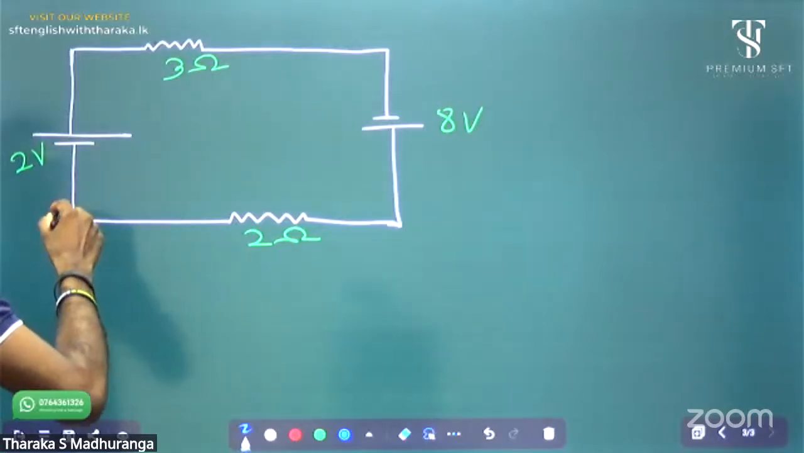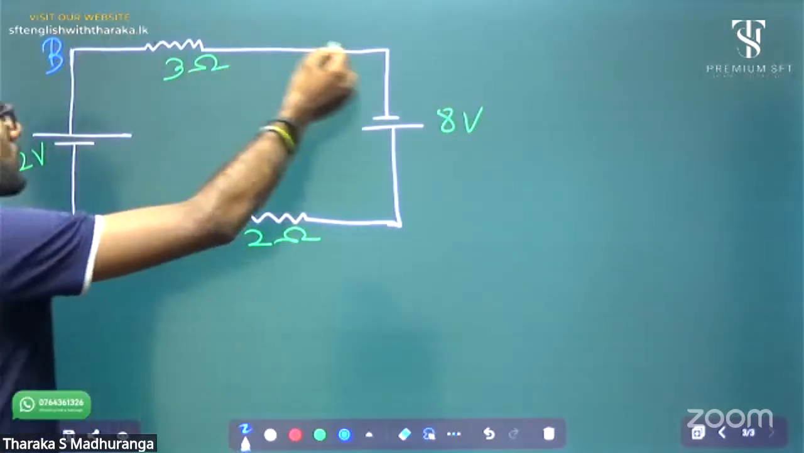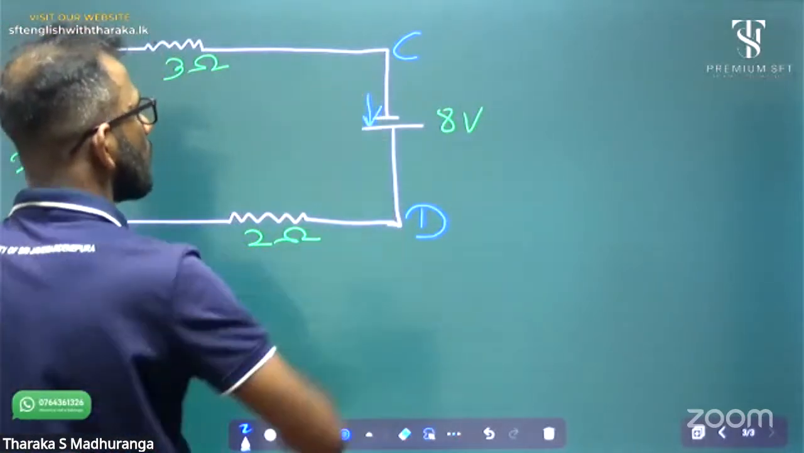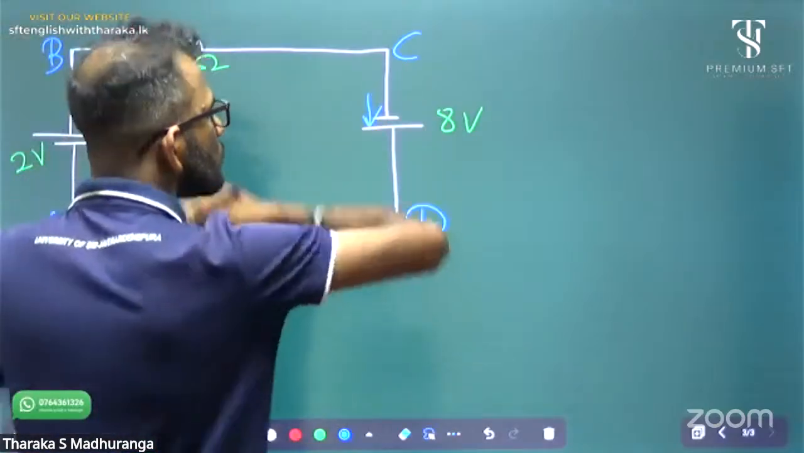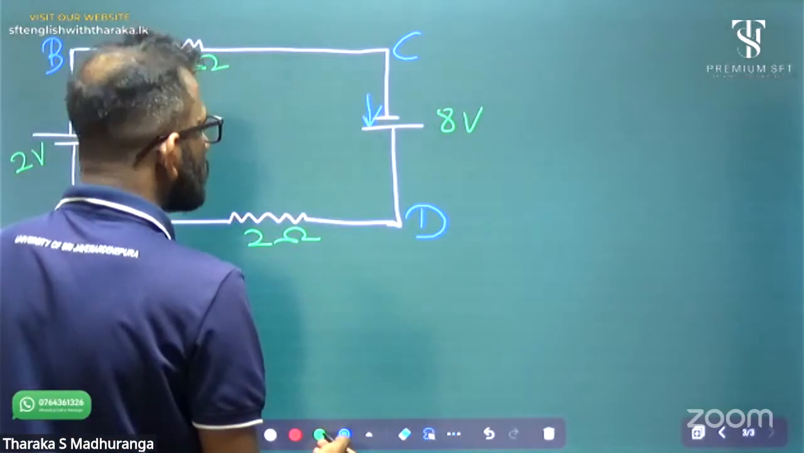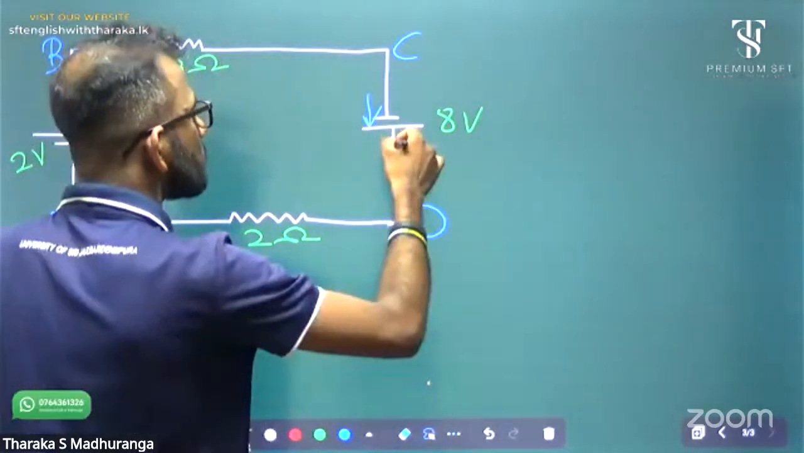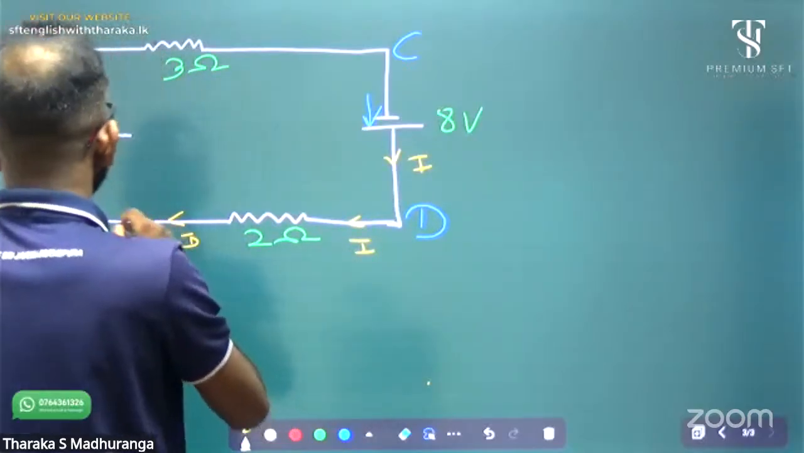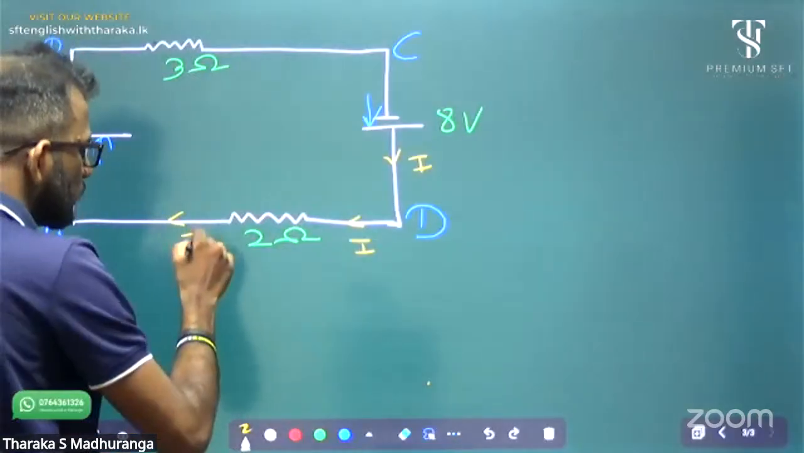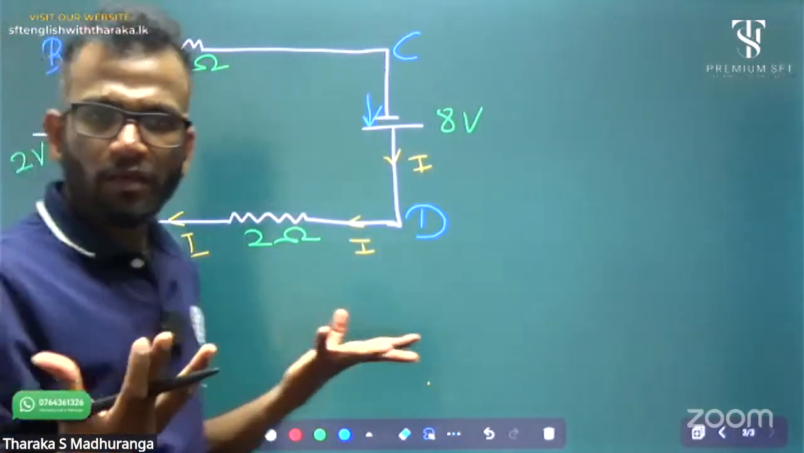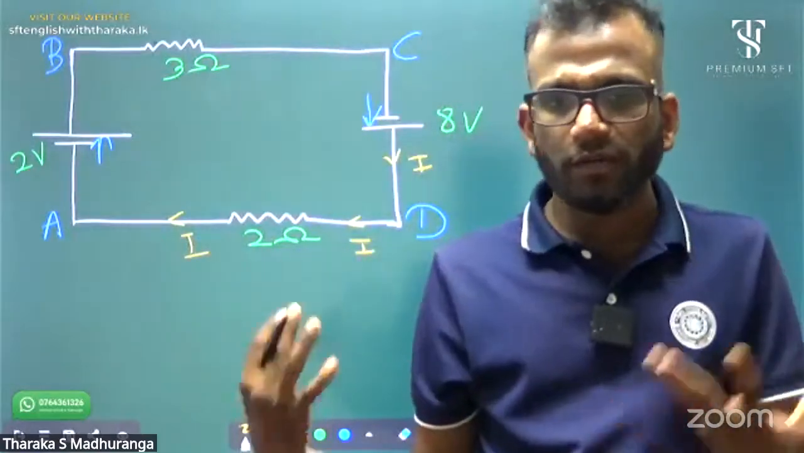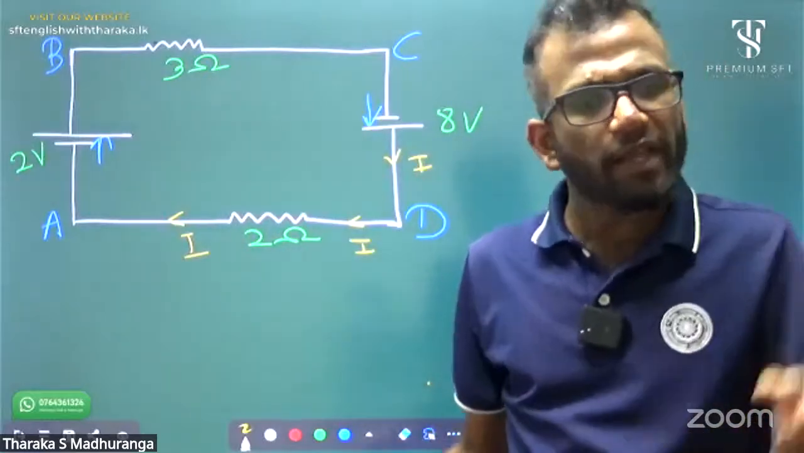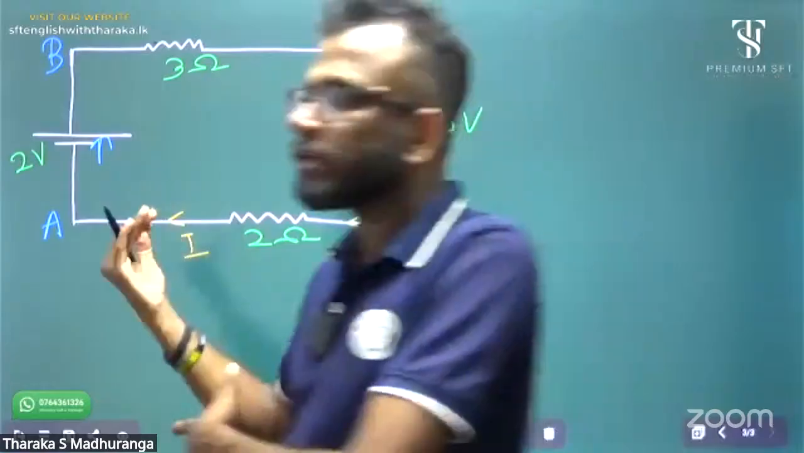First I'm going to label this A, B, C, D. Then I'm going to mark the electromotive force directions. The current always flows starting from the 8 volt battery, therefore I'm going to mark in this direction. If the direction changes, it's not an issue. Finally, from the answer you can get the correct direction. If it is minus, the current flows in the opposite direction.